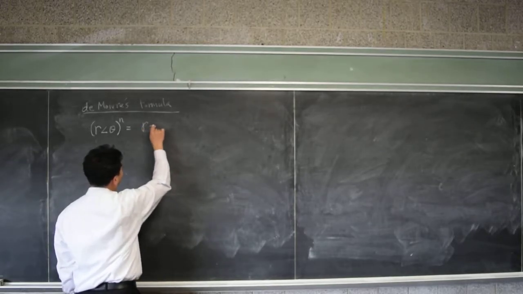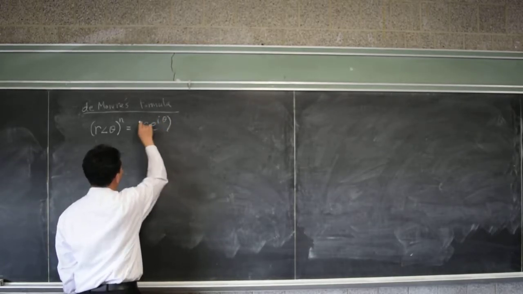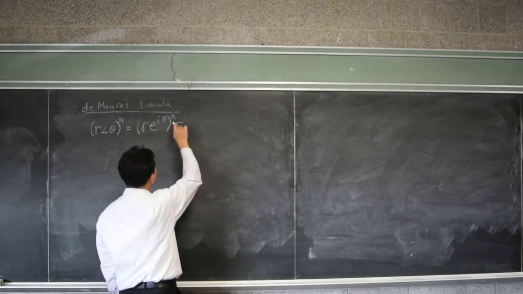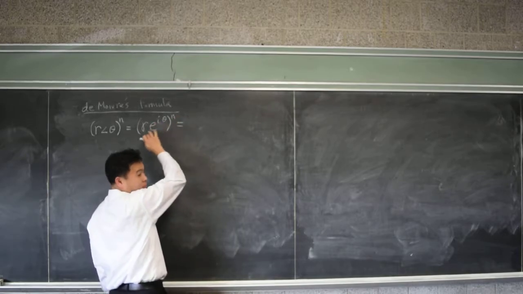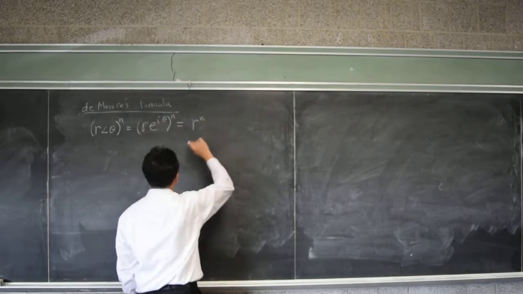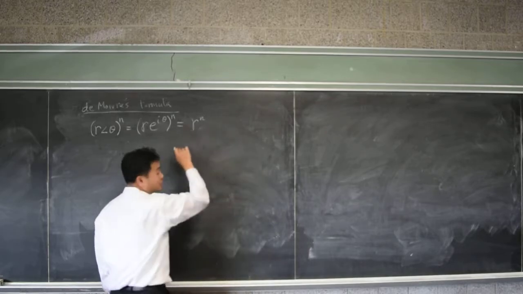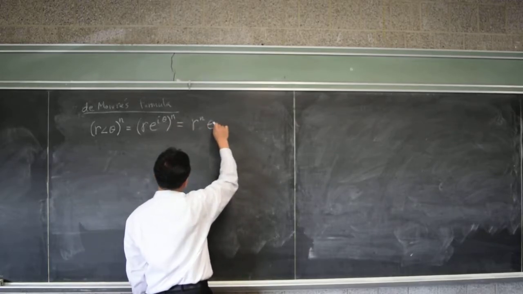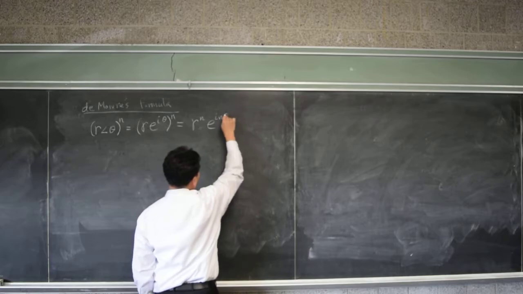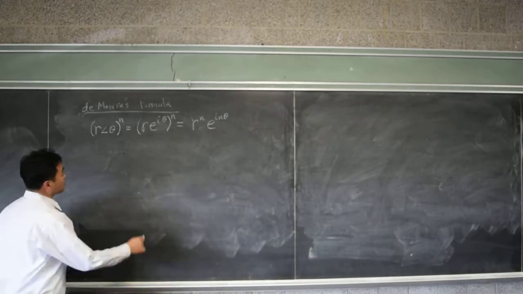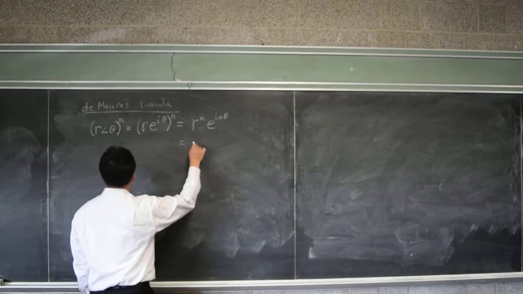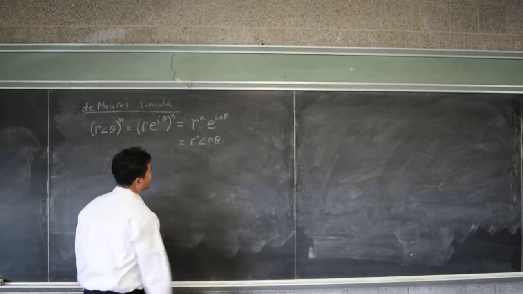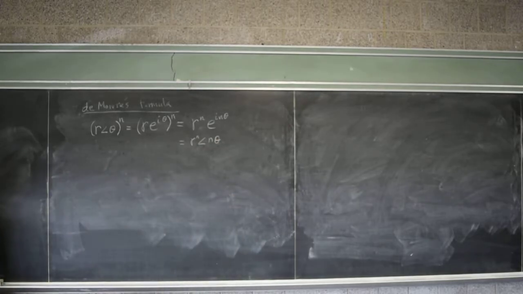Oh, I guess it's easier if you change it to Euler form. If you change it to Euler form, what do you do with r? How does this n work on this? R to the nth power, right? And then, how about this part? E to the i n theta, right? Therefore, if you write it in terms of this polar form, it would be r to the n. That's called de Moivre's formula.